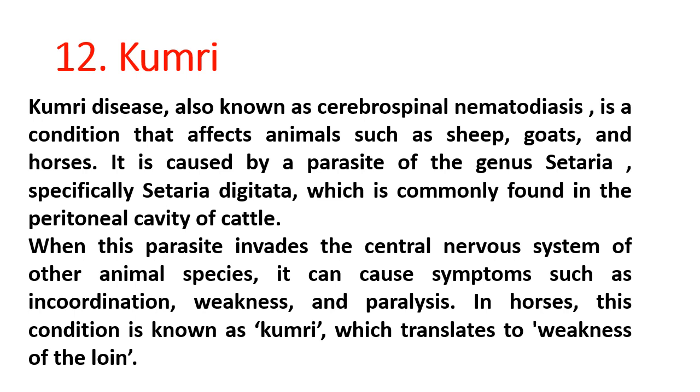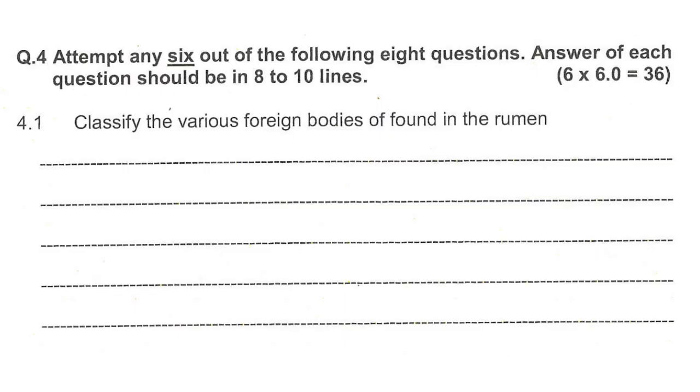This parasite invades the central nervous system, and it can cause symptoms like incoordination, weakness, and paralysis. In horses, this condition is known as Kumri, which translates to weakness of the loin. So it induces lameness. That's why we also study this.